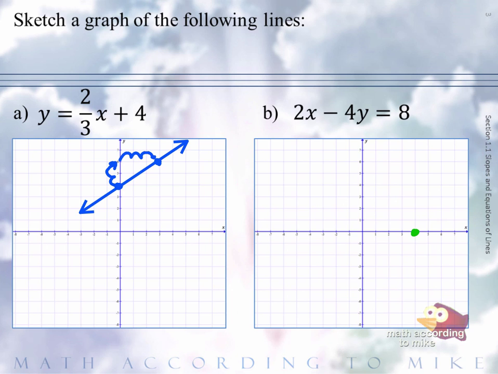meaning if we put in 0 for x to solve for y, we get 2 times 0 minus 4 times y equals 8. Notice that makes the x term go away, so we get negative 4y equals 8. So y is negative 2. So along the y-axis, going down 2, we get the y-intercept to be 0, negative 2. And now we're drawing a line. In orange there, we have the graph of the line 2x minus 4y equals 8.